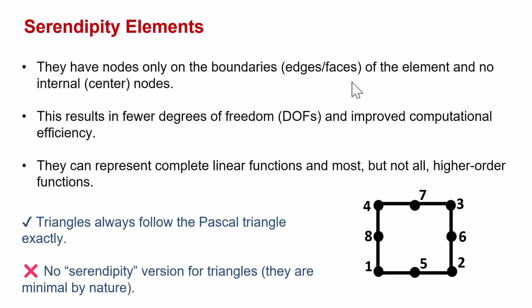At the end of this video, I just want to briefly explain about the serendipity and Lagrangian elements. Serendipity elements place nodes only on the element boundaries with no internal nodes. This reduces the number of degrees of freedom, which makes them computationally efficient. They can exactly represent complete linear fields and most, but not all, higher order polynomial terms.